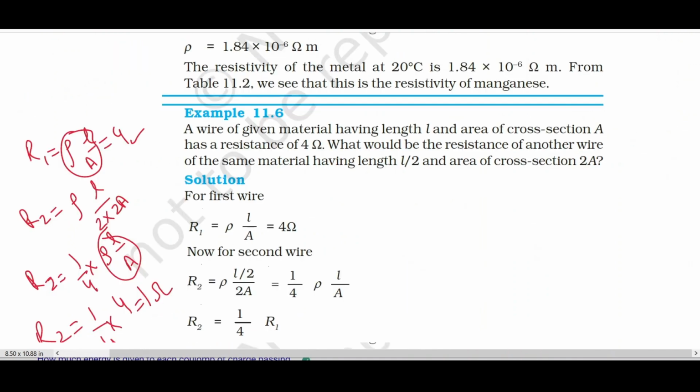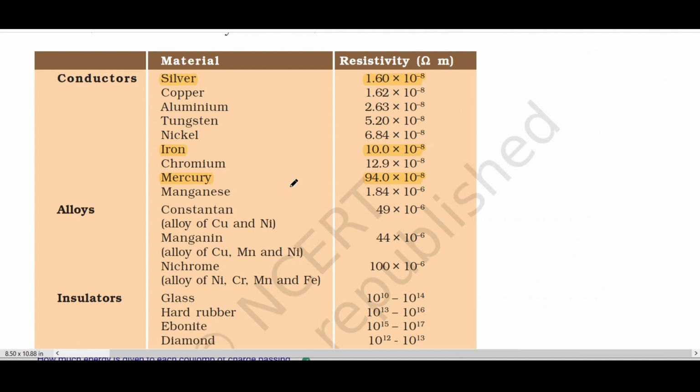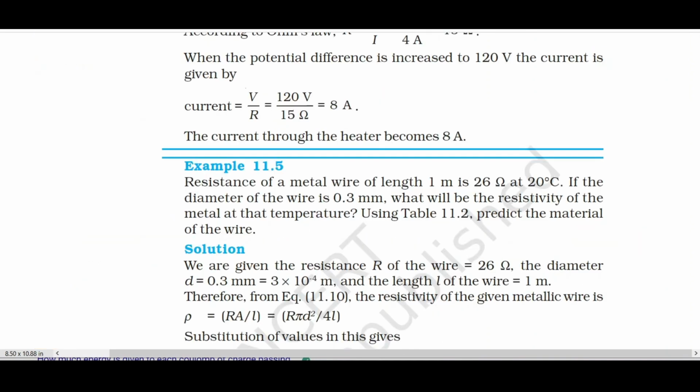So let's look at that table and decide. So between iron and mercury, which is a better conductor? Iron is a better conductor. Why? Because it has lower resistivity. And which is the best conductor? It's silver. Why? Because it has least resistivity, right? So these are the answers to the questions.